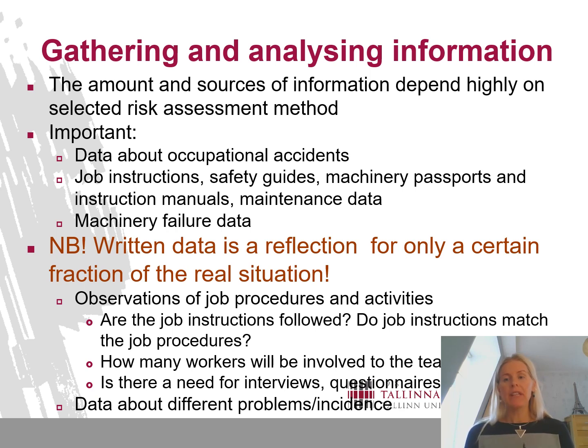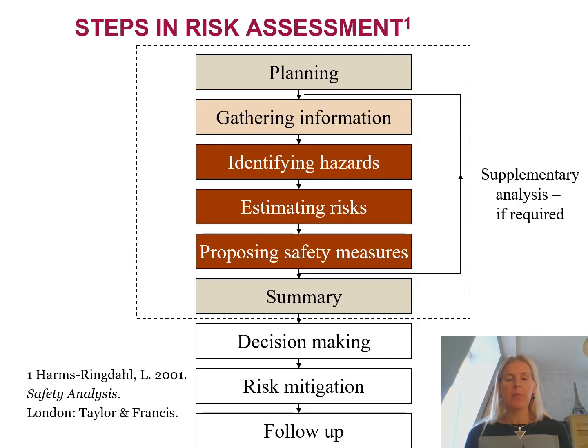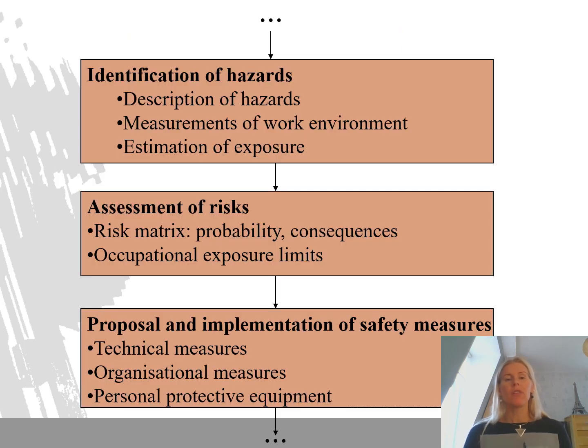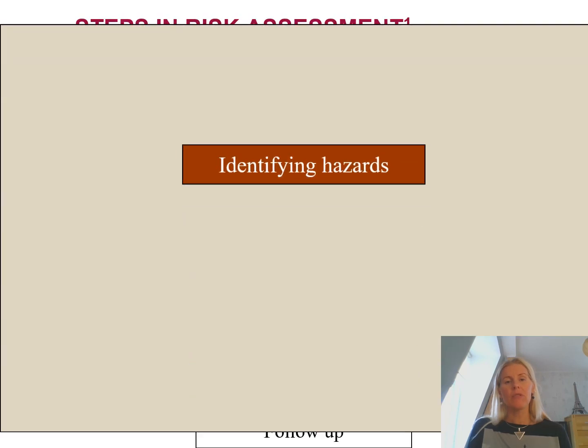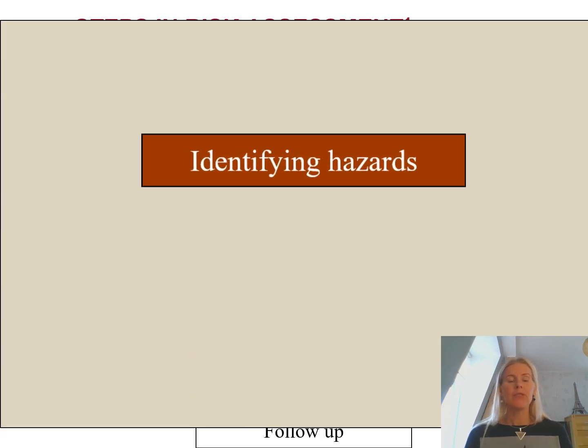So once you have gathered the information, you can start the main steps of risk assessment, being identifying hazards, estimating risks, and proposing safety measures. Let's talk about first identifying hazards. It is a crucial part, because if you don't identify anything, how can you assess the risks?